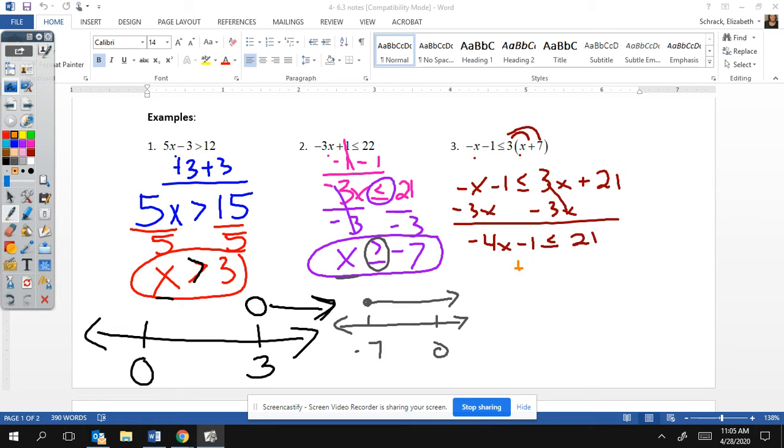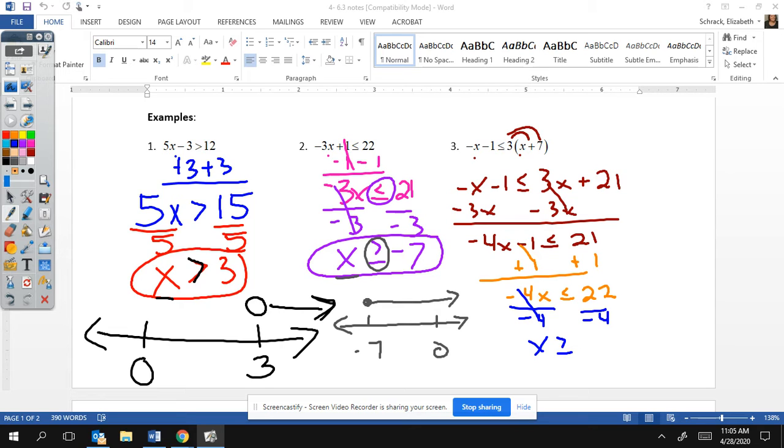Now to get the negative 1 away, I'm going to add 1 to both sides. Negative 4x is less than or equal to 22. We now are going to be dividing both sides by negative 4. And again, we are dividing by a negative, so the inequality symbol flips to a greater than or equal to.